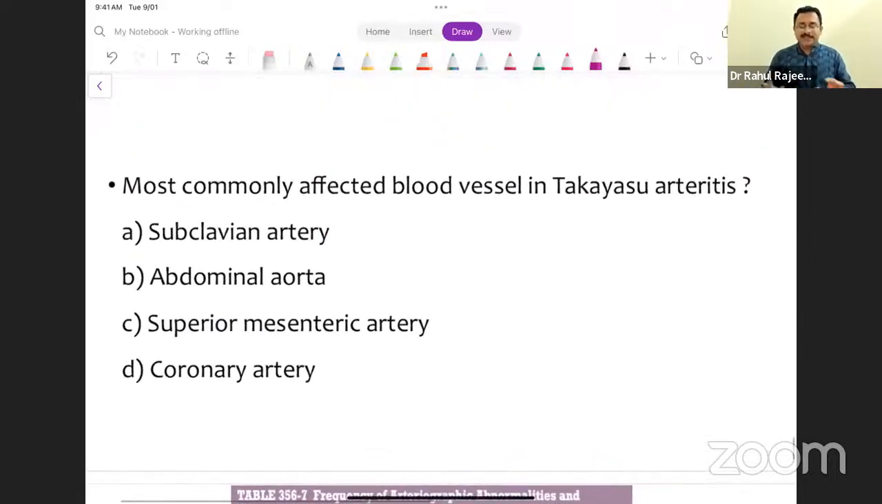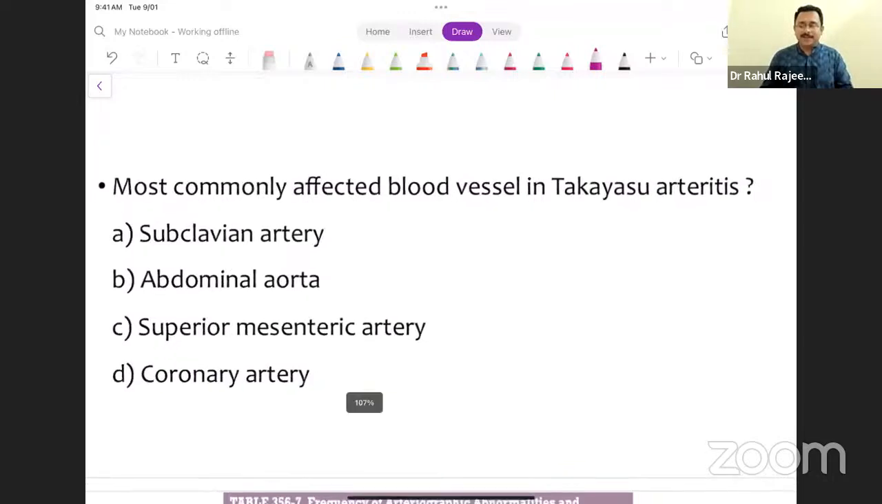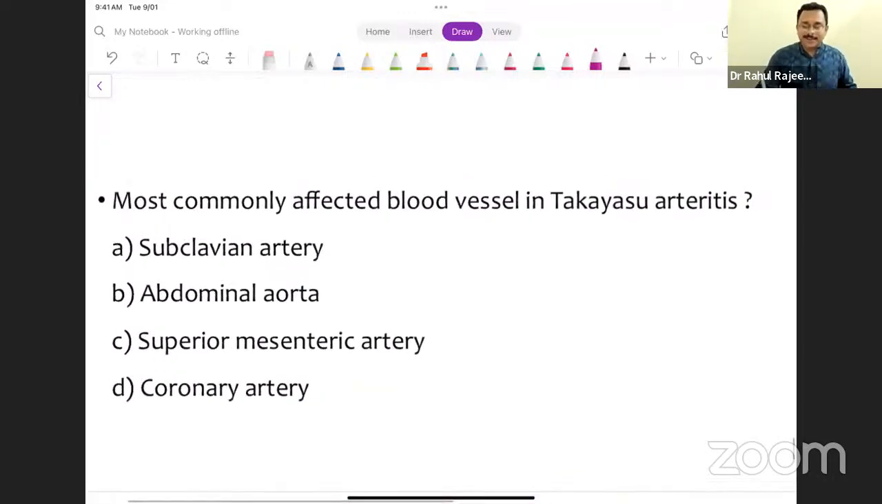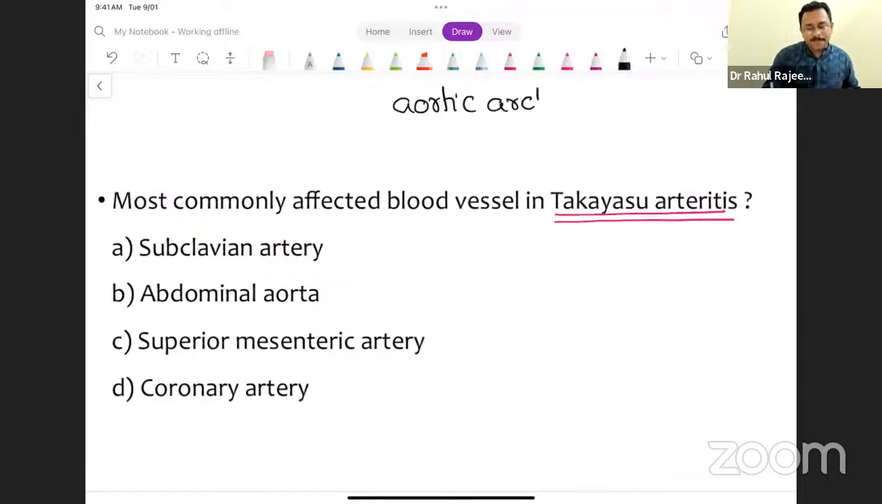And going to the next question, most commonly affected blood vessels in Takayasu arteritis. Okay, so see, when you discuss this, at least some of you would have got this question wrong. I'm sure many of you would have got it right. So Takayasu arteritis, we know that it is also known as aortic arch syndrome. Now, at least some of you might think, is aorta the most common blood vessel involved? No, because sometimes names can be deceiving.